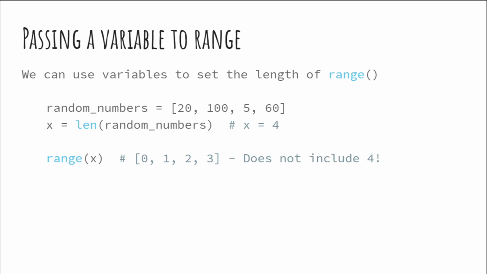We can also use variables in range, and that lets us make the list of the first however many numbers. We don't necessarily need to know when we start writing our code how many that is, and that can change over time. So here we say random numbers equals 20, 100, 5, 60, and then we say x equals len of random numbers. So we set the variable x to be the length of the random numbers list. In this case, that's 4. Then we say range x, and that corresponds to the list that has the first 4 numbers in it. So 0, 1, 2, 3.